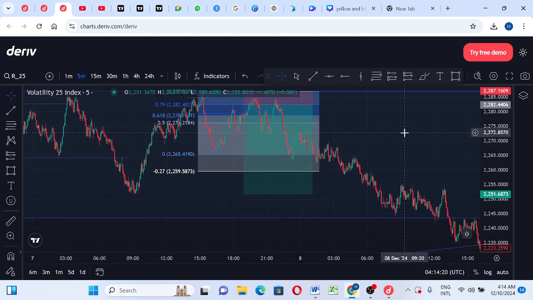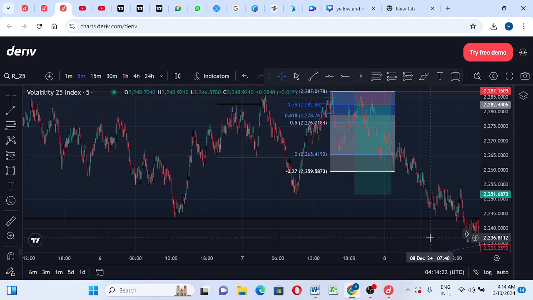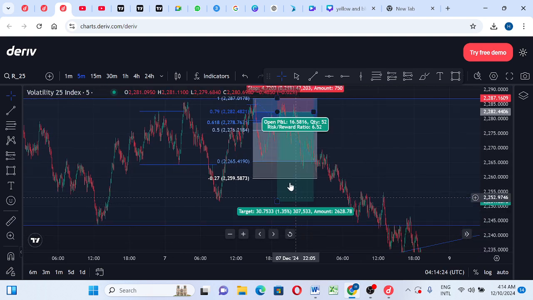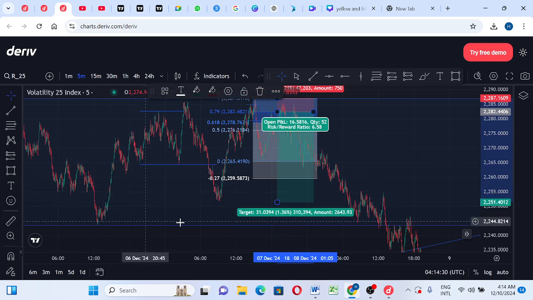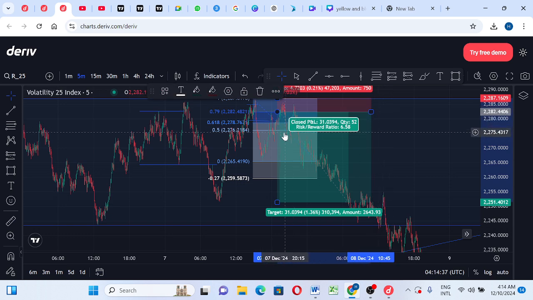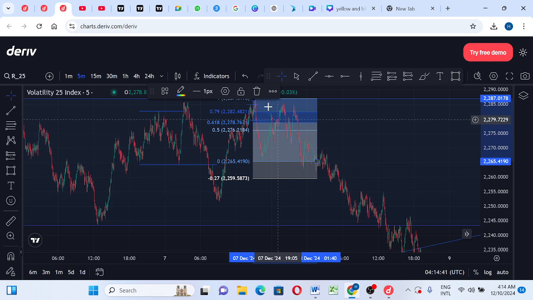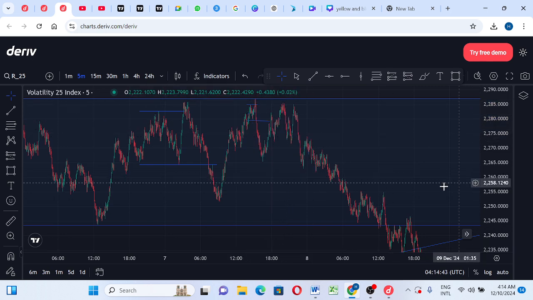So based on the overall level I used, this would be my final level for take profit. Some persons actually wish to take profit here, but I like to just take profit at this point. That was how we caught this particular market, you understand? That was how we caught this particular trade here.